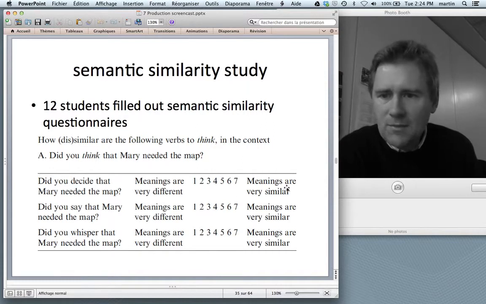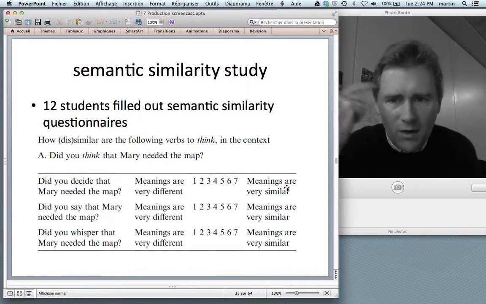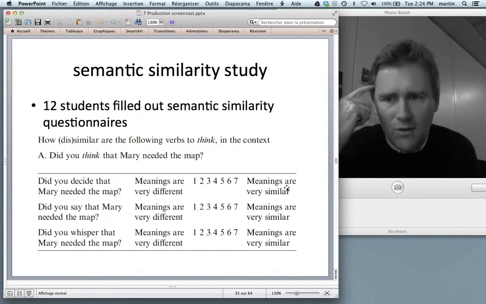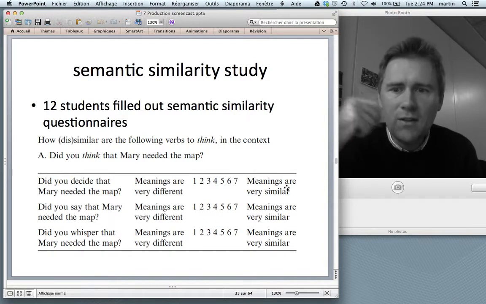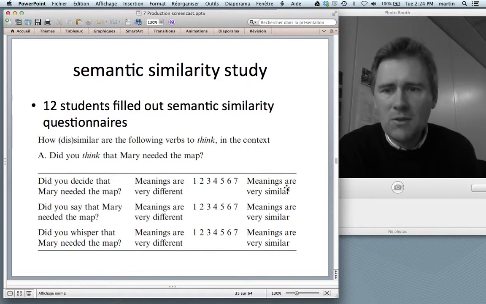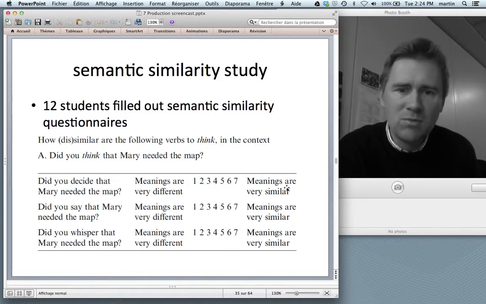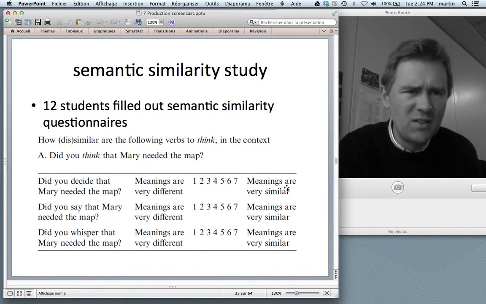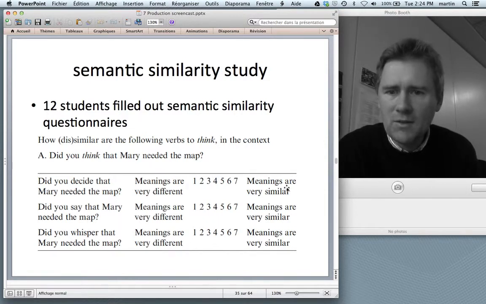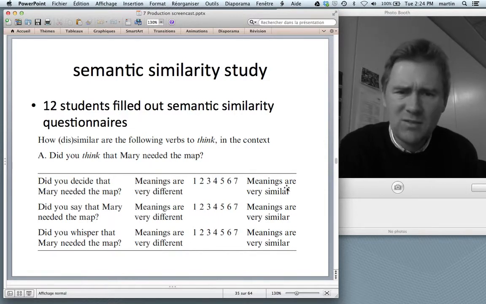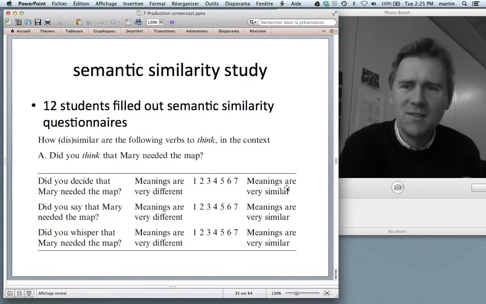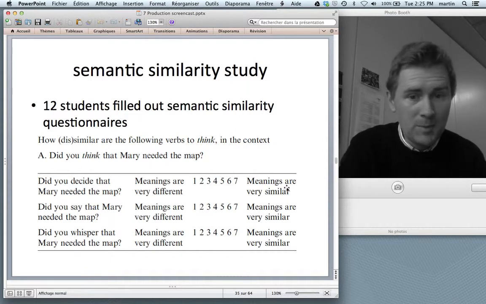You see the stimuli. How dissimilar are the following verbs to think in the context of did you think that Mary needed the map? So did you think that Mary needed the map, as opposed to did you decide that Mary needed the map? Quite different, I would say. Did you say that Mary needed the map? A bit more like that. Yeah. Did you whisper that Mary needed the map? Very different. Right, so that's what people did.